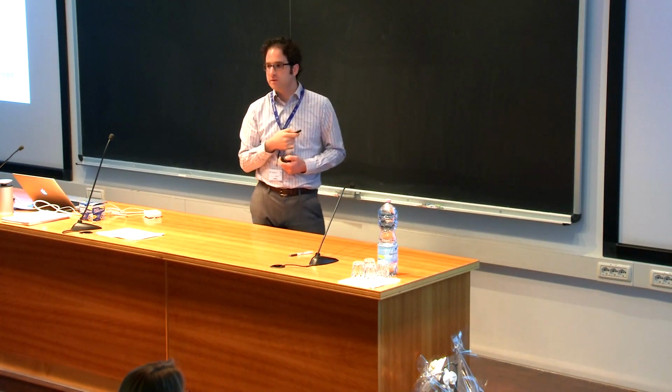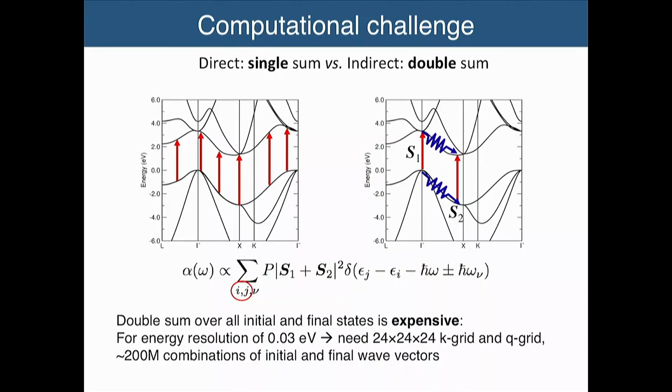When it comes down to indirect absorption, though, you have to sum both over all possible initial states and all final states. This double k sum is what makes it computationally very expensive. So trying to approach it in a brute force way, just brute force calculating matrix elements, is going to be very, very challenging. To give an idea, for the case of silicon, if you're going to use an energy resolution of 30 meV to get a good spectrum, to converge, you need a grid of 24 by 24 by 24 k points. And that is both for the initial and the final k points.